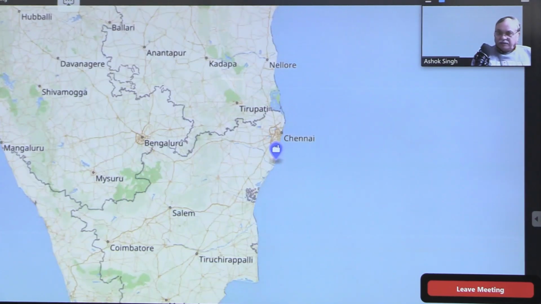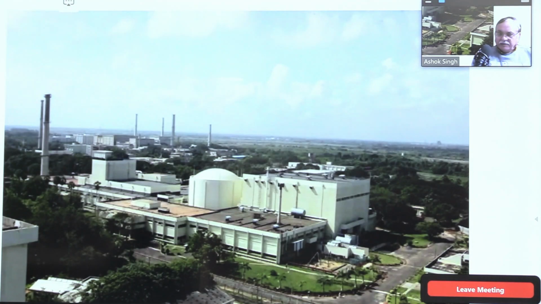The location of PFBR is near Chennai, as I explained to you. It's in the coastal region, close to Chennai. And this is a photograph of the reactor center at Kalpakkam. It's being constructed. Now, obviously photographs and maps are just for viewing.